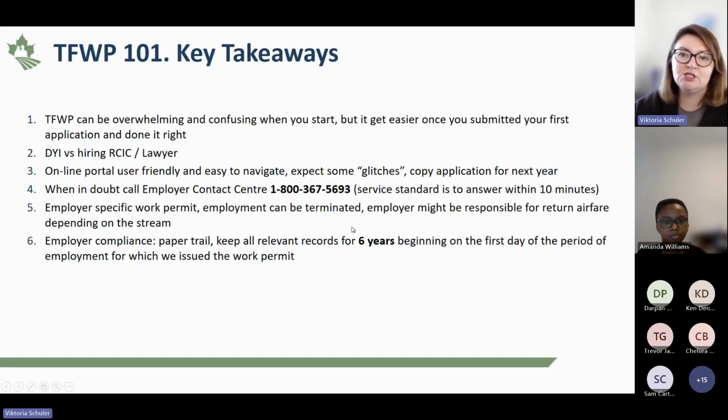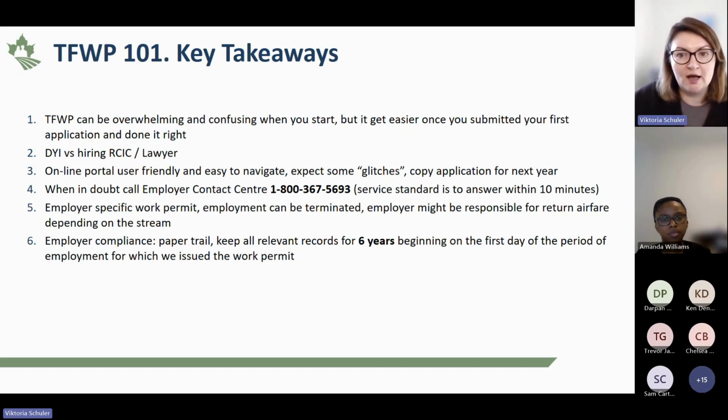And these are just key takeaways. The temporary foreign worker program can be confusing and overwhelming. It gets easier once you've submitted your first application and done it right. I've been doing LMIA since 2018, and I noticed that there is a shift with Service Canada. In the past, they were looking for a reason to refuse, and it took months to get an answer. Now the processing times are fast and efficient.